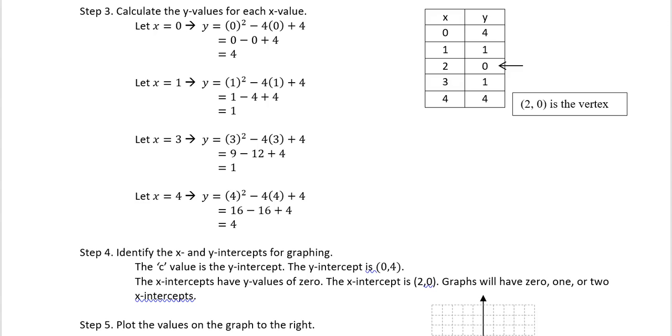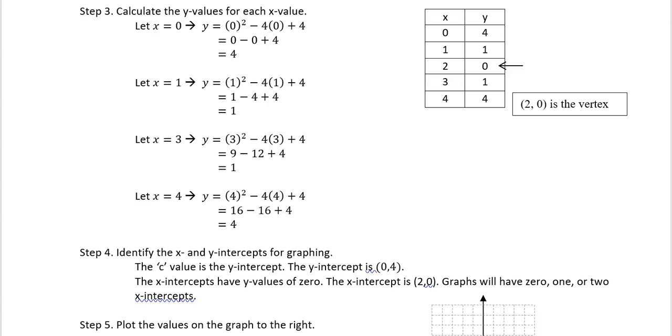And I asked myself, what's smaller than 2? And I did 1 and 0. You want to make these in order from smallest to largest, and you always want to put your vertex in the middle. The reason is that parabolas have symmetry, and by putting the vertex in the middle, you're going to see symmetric values going on.